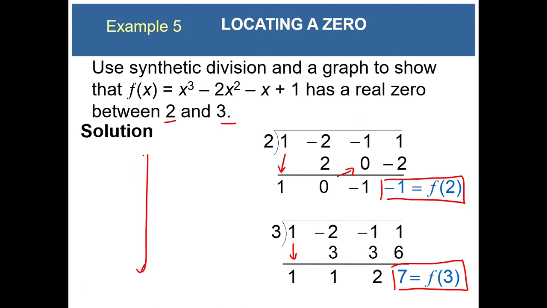What this means is, if I were to graph the values, at 2 the function value is -1, and at 3 the function value is 7. And so we have one value that is below the x-axis, one value that's above the x-axis, so at some point we know it must cross the x-axis and have a zero between there. So according to the intermediate value theorem, there has to be a real zero between 2 and 3.